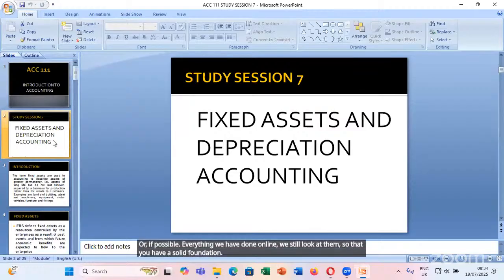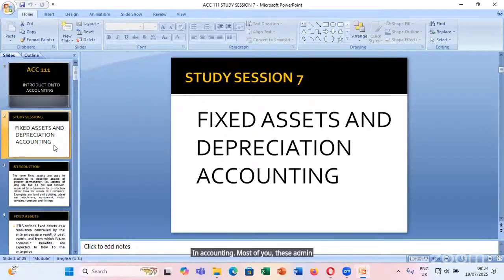Or if possible, everything you have done online, we still look at it so that you have a solid foundation in accounting. Most of you, this admin accounting, there is no way you will not need what we are doing now in your future career. So I'm appealing to you, the foundation is very, very key. What you know today, you will put into practice tomorrow. Wherever you are having issues, be it in the class I have taught or those of the other lecturers, feel free to call and ask your question. I'll be glad to attend to it any time of the day, 24 hours. Feel free to call.